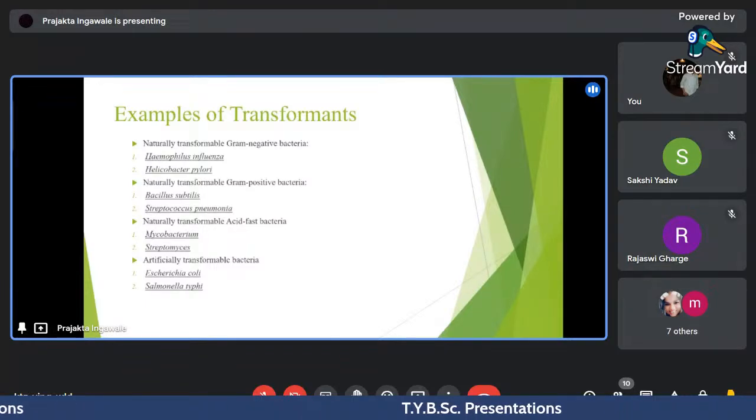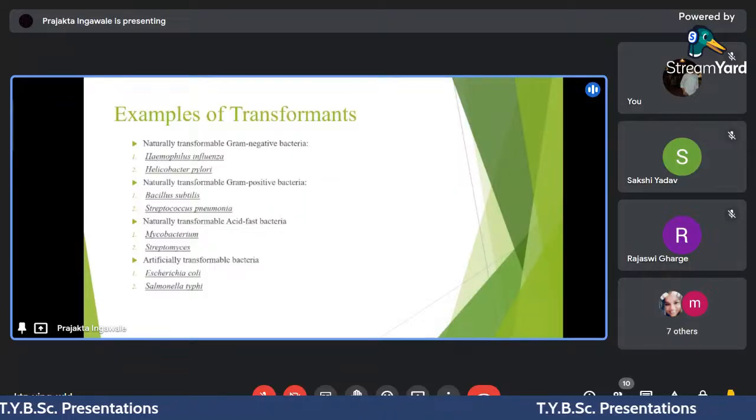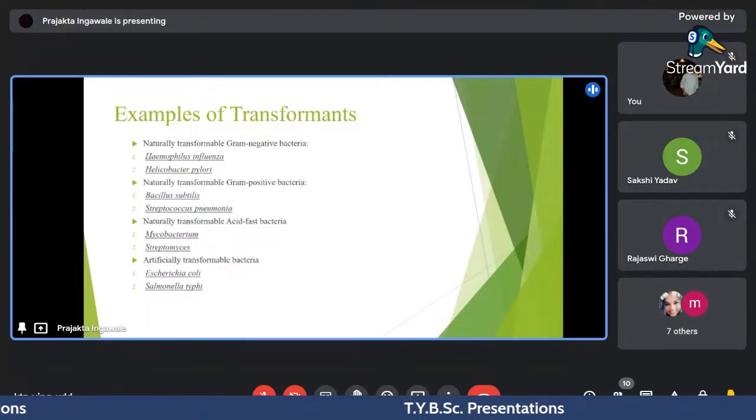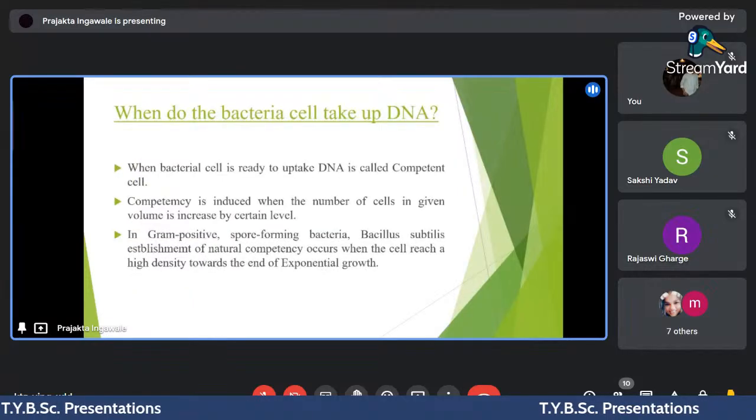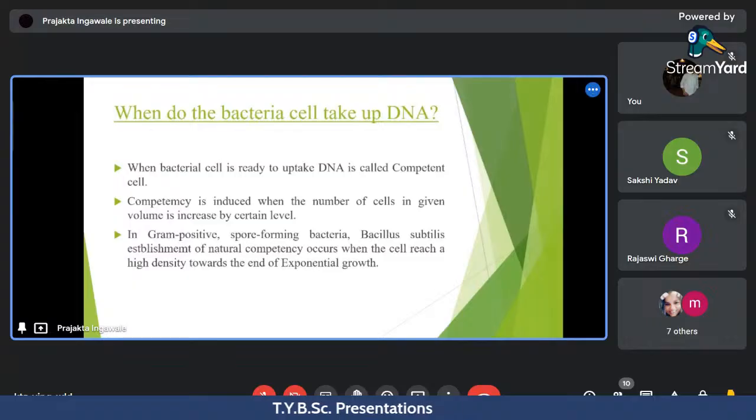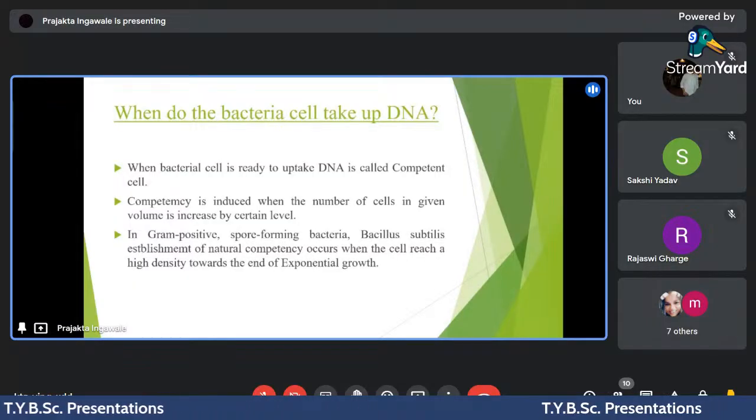Naturally transformable gram-positive bacteria are Bacillus subtilis and Streptococcus pneumoniae. Naturally transformable acid-fast bacteria are Mycobacterium and Streptomyces, and artificially transformable bacteria are Escherichia coli and Salmonella typhi. So, when do bacterial cells take up DNA? Bacterial cells that take up DNA are called competent cells.